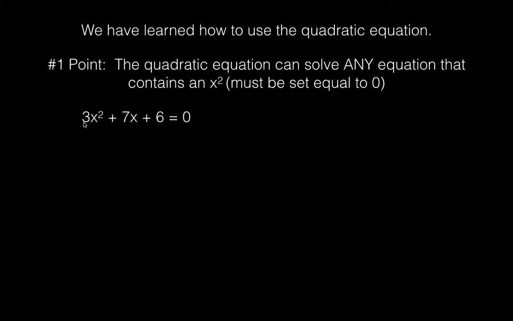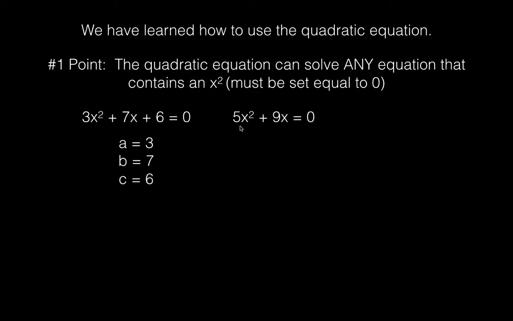In this problem here, I googled how to show my mouse on Keynote, by the way. But in this problem here, once it's set equal to 0, you know that this is your A, this is your B, that's your C. And so once you plug that into your formula, you get your answer.